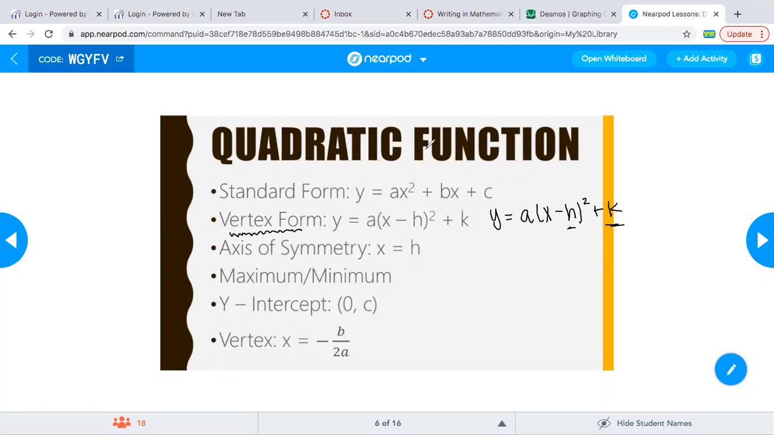We're going to learn what the axis of symmetry is, which has to do with h. The axis of symmetry is always x equals h. We're going to learn about what a maximum and minimum is. It's got way more confusion than I already had. Don't worry, the only thing that we've learned right now is domain and range, which was just review. We're going to talk about the y-intercept, which you already know, and then the vertex.